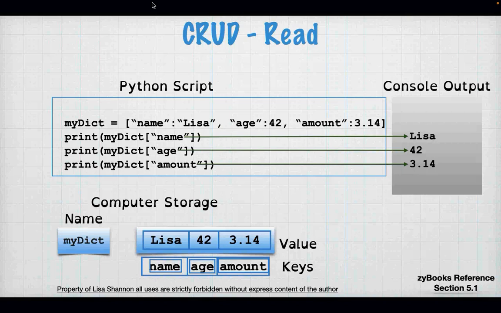The same thing with age. Age is just a key, so you put the key in between the square brackets to get at the value. It is equivalent to putting the index in for a list. But visually, it's a little weird because you're using curly braces to define a dictionary, but you're using square brackets to access a dictionary.